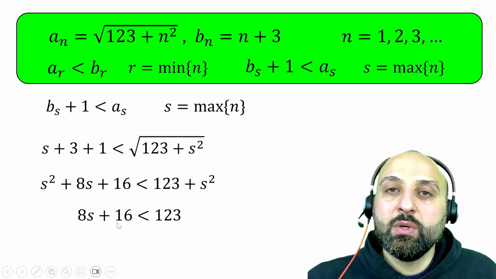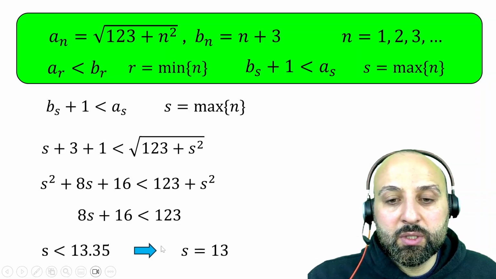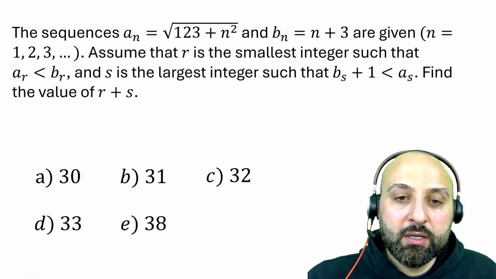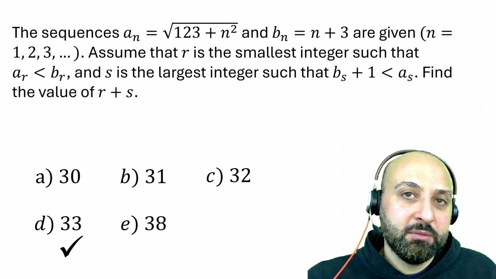We get to this inequality, and from here we can get that S is less than 13.35, which means that S is equal to 13. That means R plus S should be equal to 33. Therefore, the correct answer is option D. All right, this was very simple.